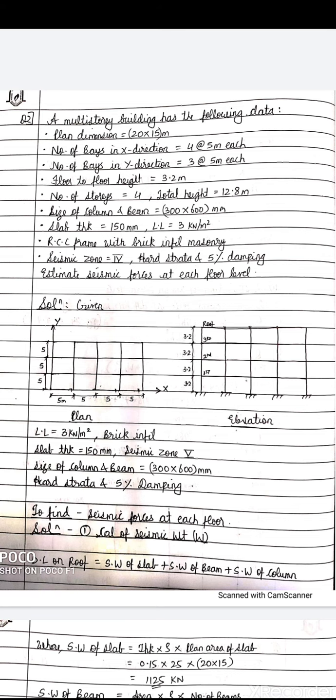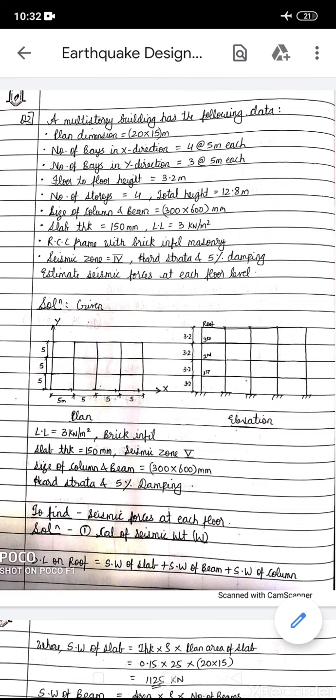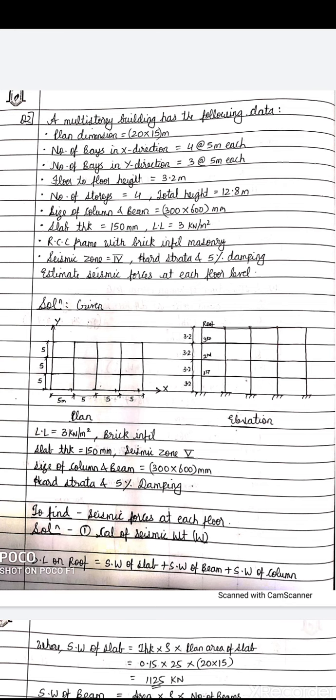The size of the column and the beam is 300 by 600 mm. The thickness of the slab is 150 mm. Live load is 3 kN per meter square. It is an RCC frame with brick infill masonry. Seismic zone is 4 and the strata is hard and with 5% damping. Estimate the seismic forces at each floor level. So this is the question and we have to find out the seismic forces at each floor level.